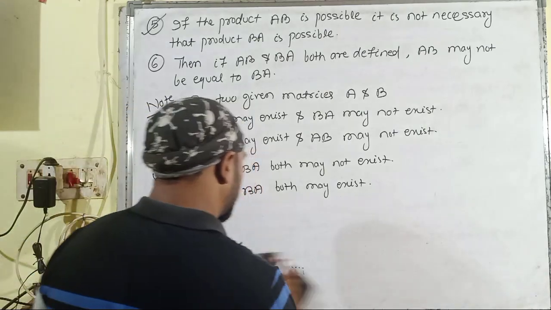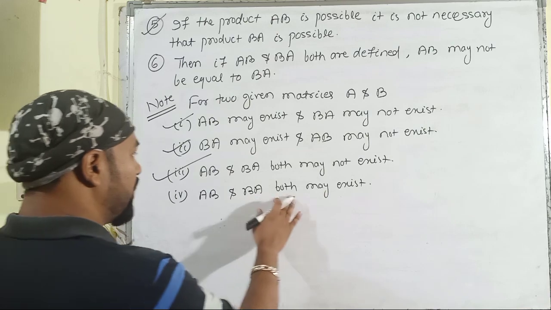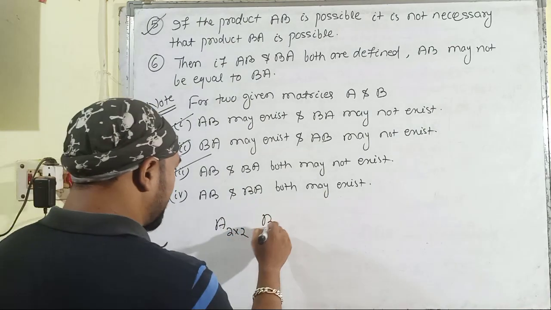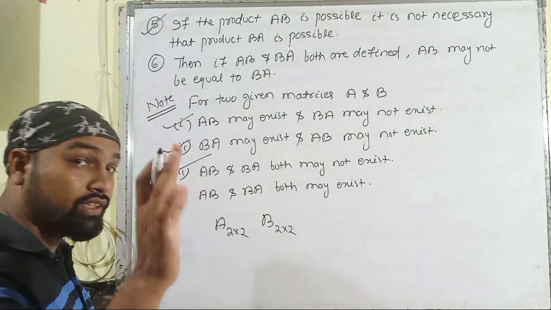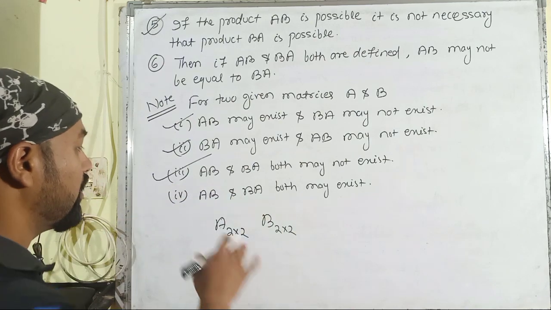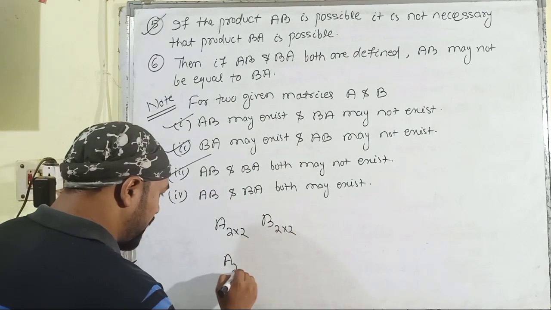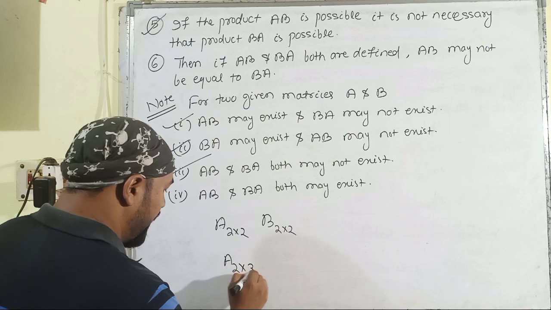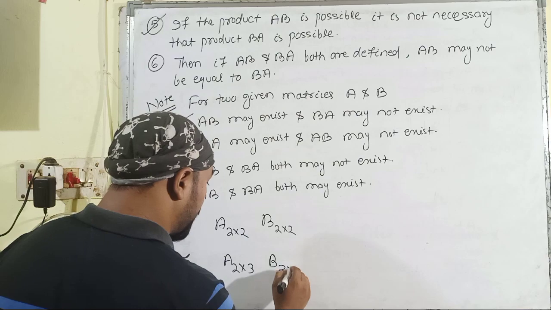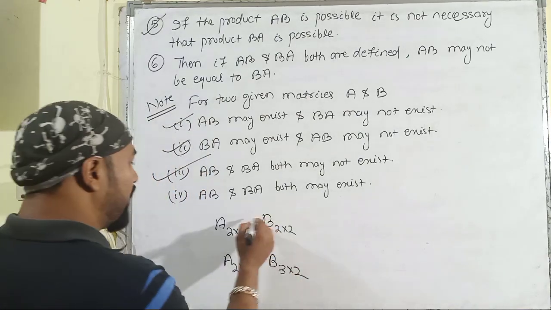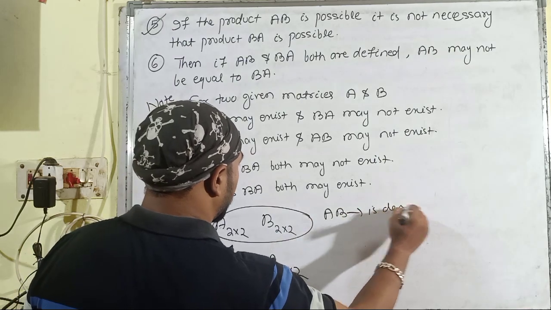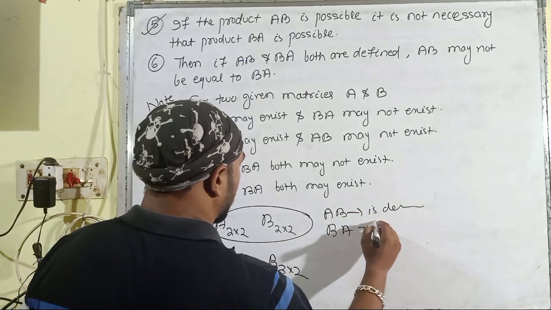Then moving to the last note here, AB and BA both may exist. Suppose I have considered the two matrices A and B to be square matrices of the same order, or also you can write A is a matrix of the order 2 cross 3, and B is a matrix of the order 3 cross 2. Here AB and BA are defined. AB is defined, BA is also defined.